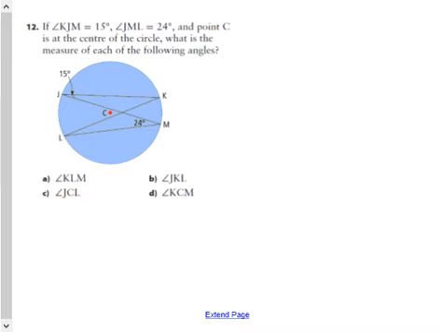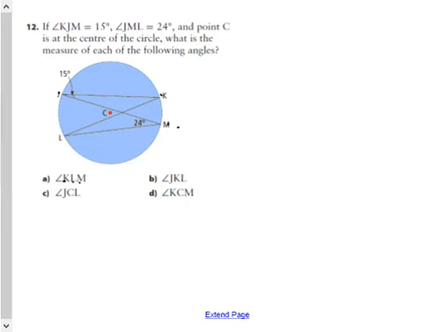Question 12, if KJM is 15 degrees, there it is there, right there. And JML over here is 24 degrees. And point C is the center of the circle. What is the measure of each of the following angles? What is the measure of KLM? Well, if we know that K and M are not connected to the middle, if they were connected to the middle, it would be a 30-degree angle, wouldn't it?